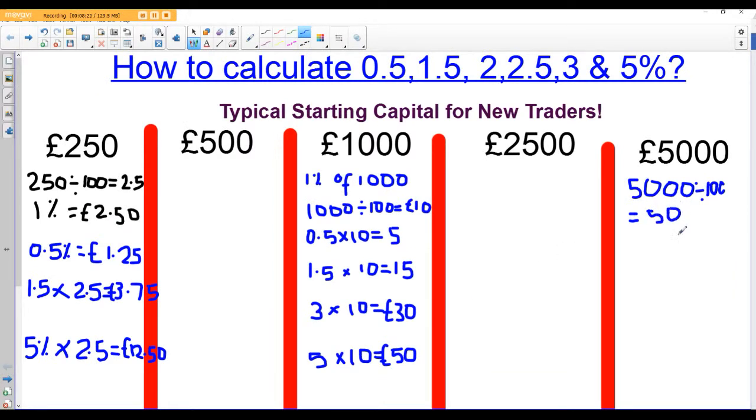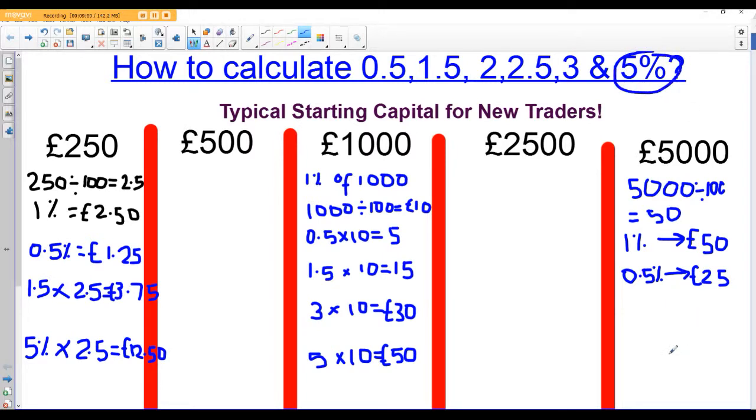Okay, so guys, now we know then that 1% gives £50, right? £50. Now, if I decide I'm only going to risk 0.5%, then guys, all I've got to do with this £50 is to divide it by 2. So that's going to give me then £25.